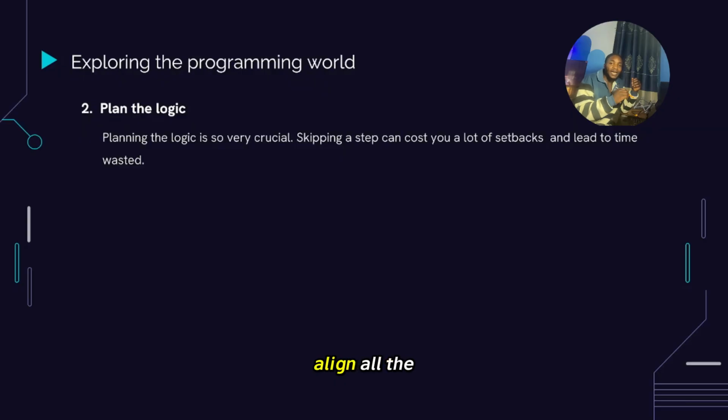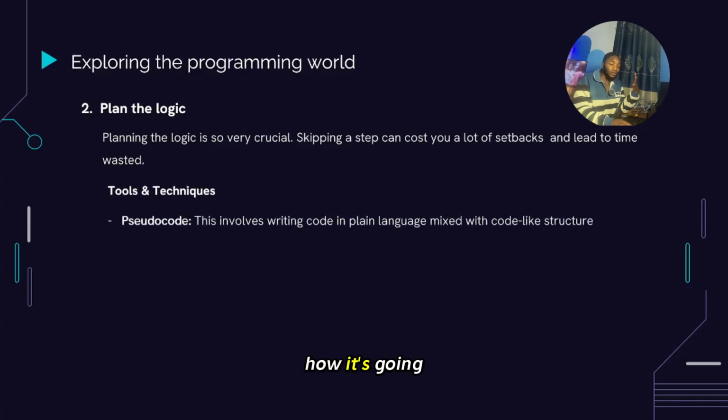So with planning the logic, you don't skip a step. You have to align all the steps well, so that when you start coding, you just follow the steps that you have aligned. If you don't plan the logic very well, you will always be going back and forth, and that is how it's going to be time costly, and expensive too. The cost of the project will increase both financially and time wise.